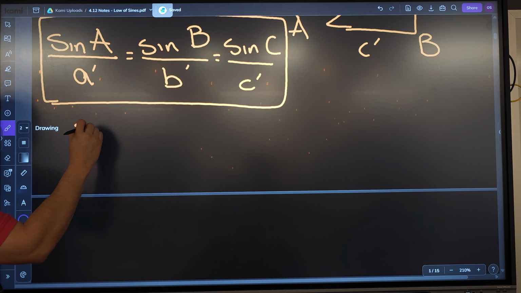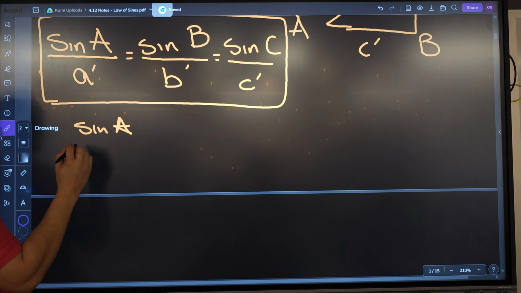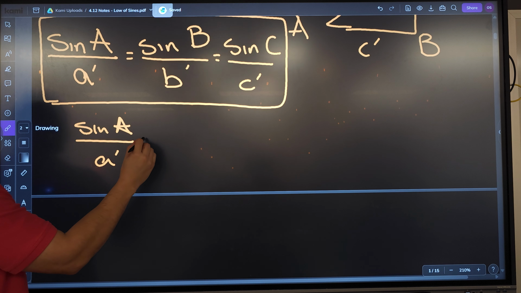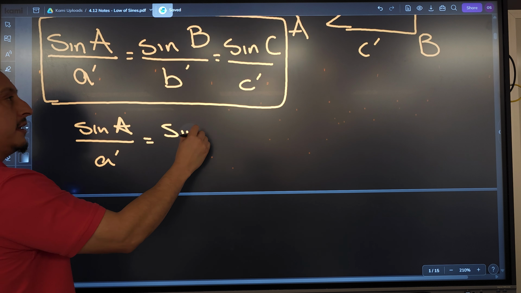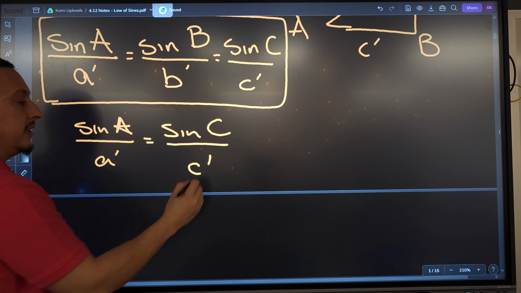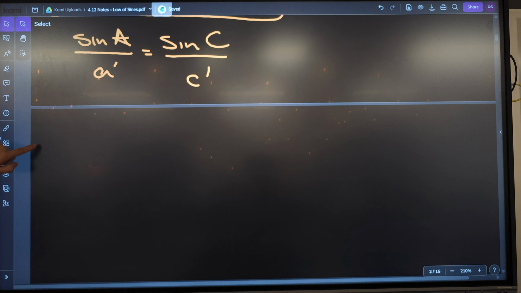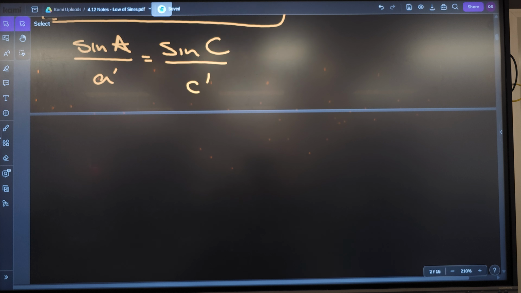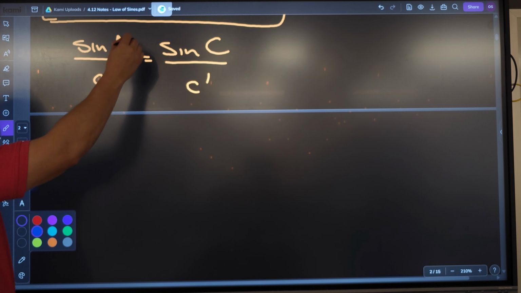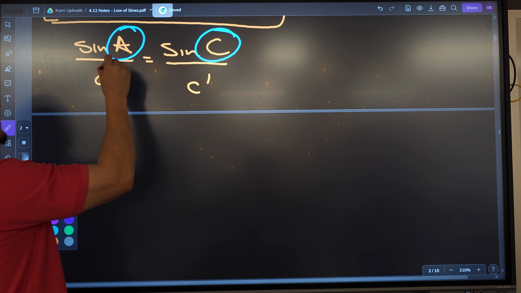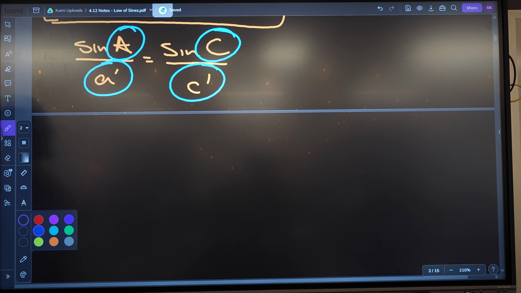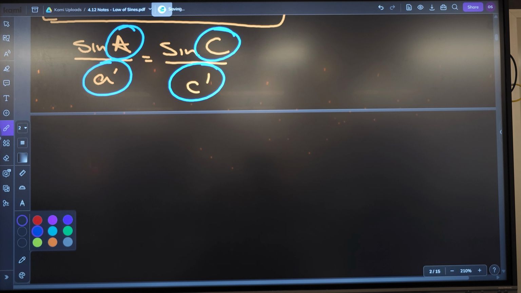Let's write it again, sine A over side A. So for example, you can do the C and the A together, okay? Now, what I wanted to show you guys here is how many components this is made out of. Well, we have angle A, angle C, side A, and side C. Who knows the answer to this question?